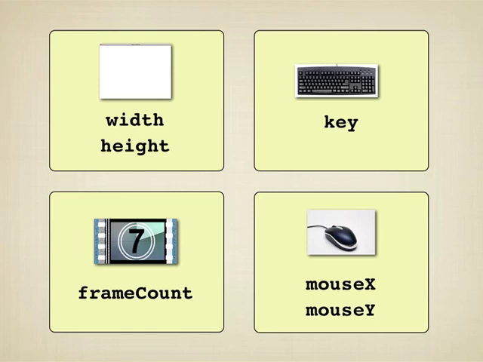Processing maintains lots of global variables for us to use, but you'll find that these 6 are the ones you're going to find most useful in your own programs.